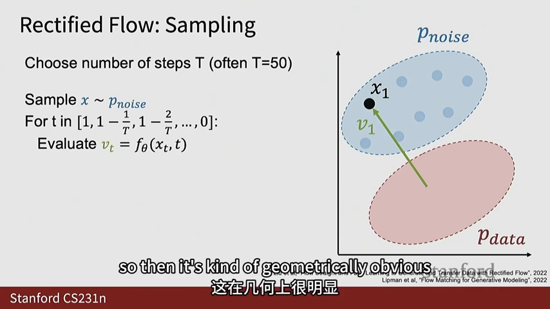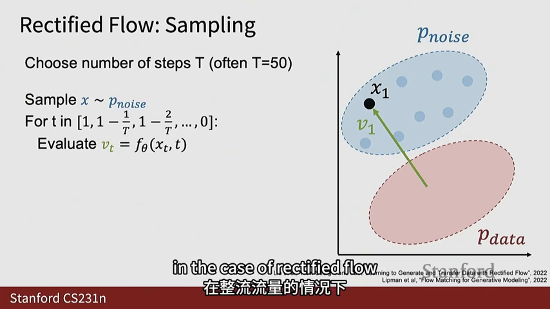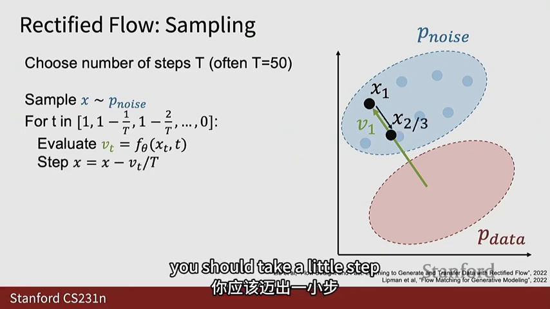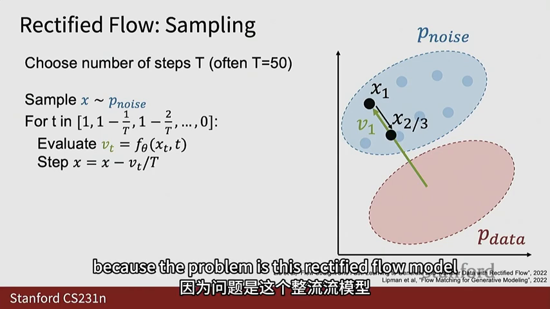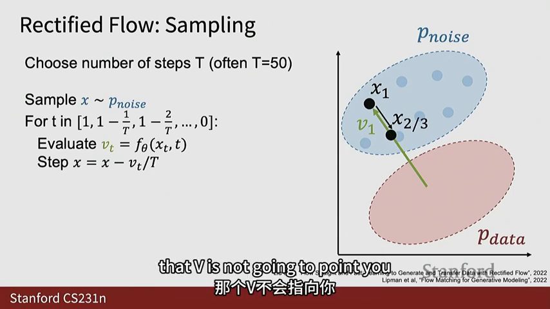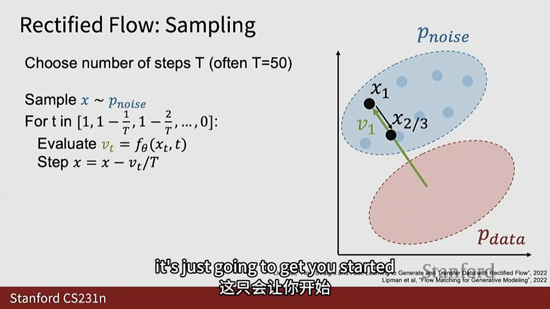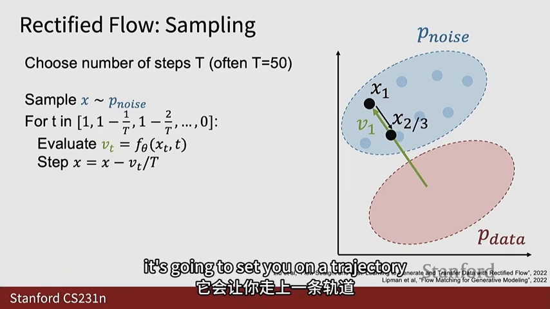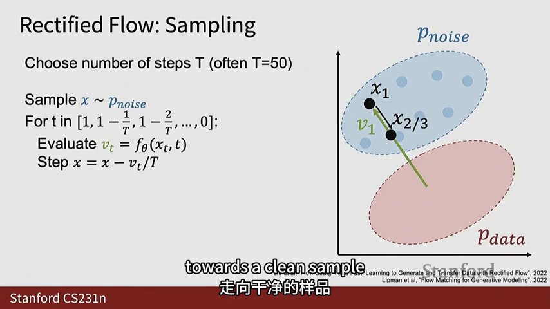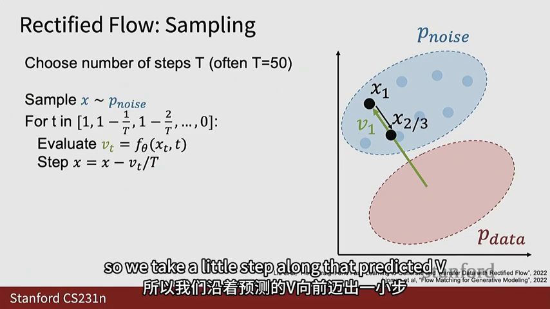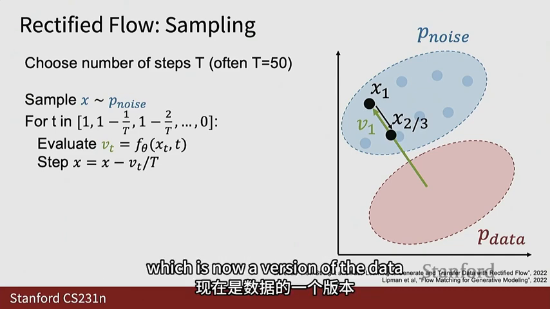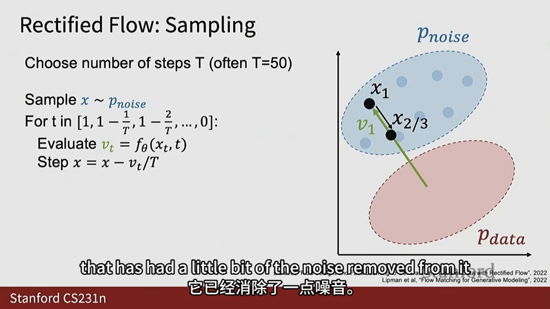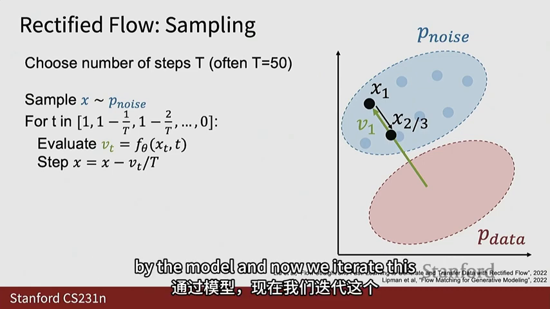So then it's kind of geometrically obvious what you should do in the case of rectified flow. You should take a little step along that predicted V vector. Because the problem is, this rectified flow model's V is not going to point you all the way to a clean sample. It's just going to get you started. It's going to set you on a trajectory towards a clean sample. So we take a little step along that predicted V from the flow model to get a new X2/3, which is now a version of the data that has had a little bit of the noise removed from it by the model. And now we iterate this.